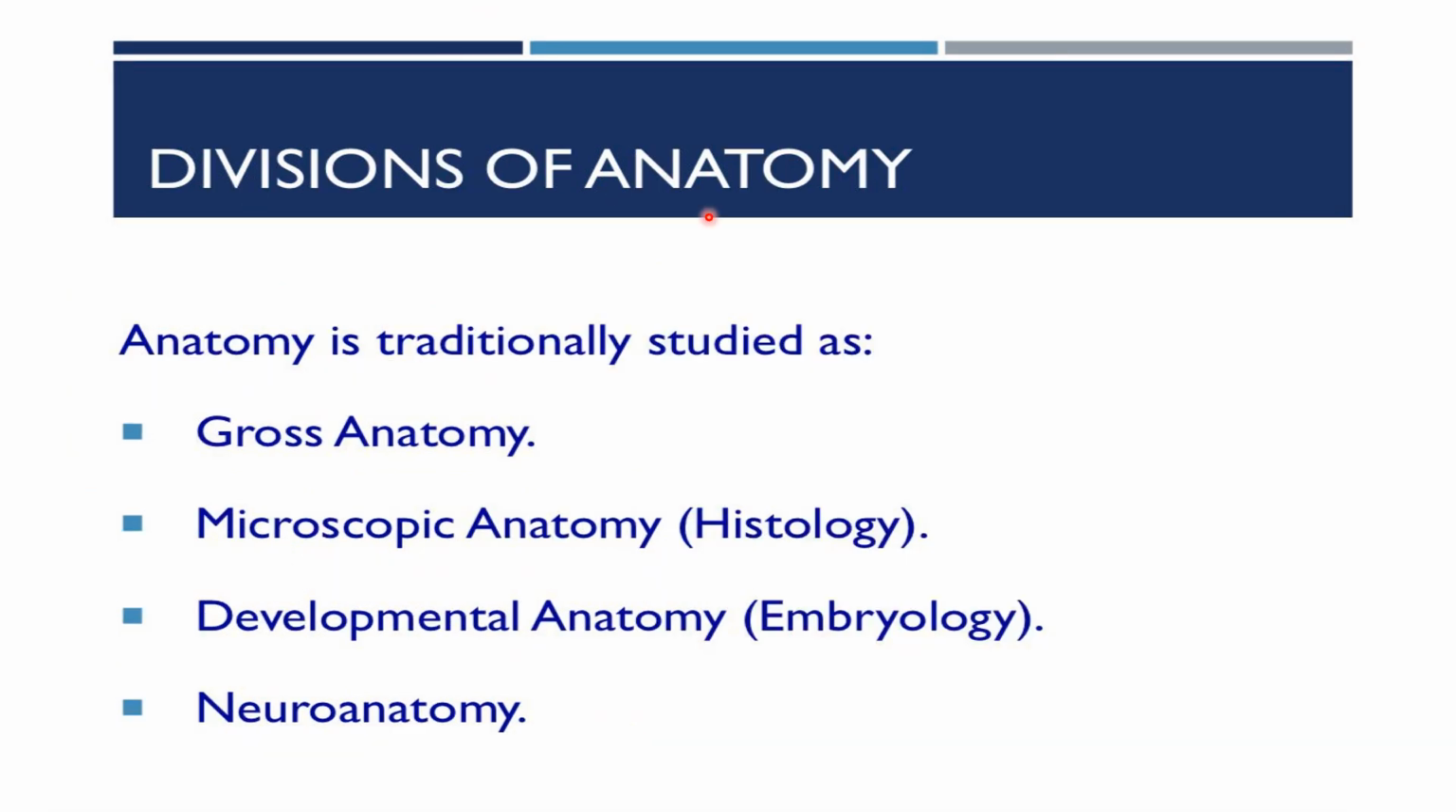Then we'll come to the divisions of anatomy. Traditionally, anatomy is studied as gross anatomy, microscopic anatomy, or what we call histology, the study of tissues, developmental anatomy, what we call embryology. Then we have neuroanatomy. So during your semester, there will be a combination of all these classifications of anatomy. So you do gross anatomy, you do a little bit of microscopic anatomy, you do developmental anatomy, then you do neuroanatomy. So we'll pick each one and we'll break them down.